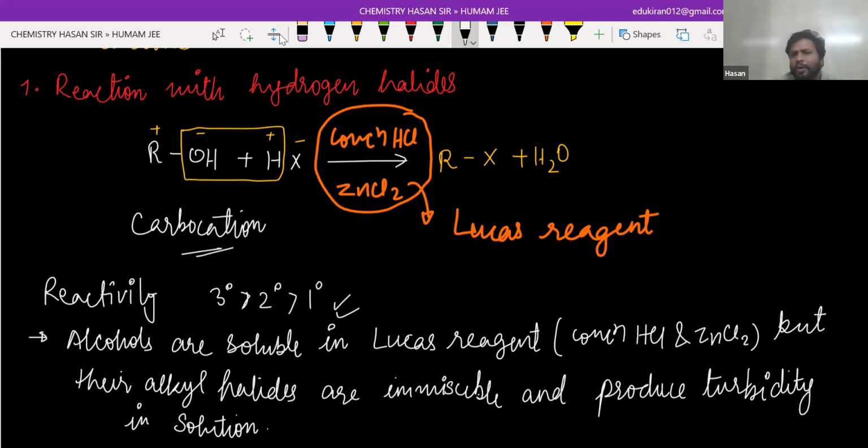So this is how we are going to test for the degree of alcohol. If you react with this and you get turbidity immediately, that means this is tertiary. If it shows turbidity after a few minutes, then it is secondary. Or if it does not show turbidity, then it is a primary alcohol.